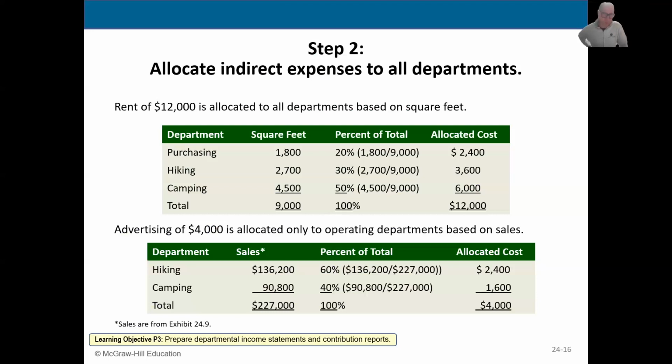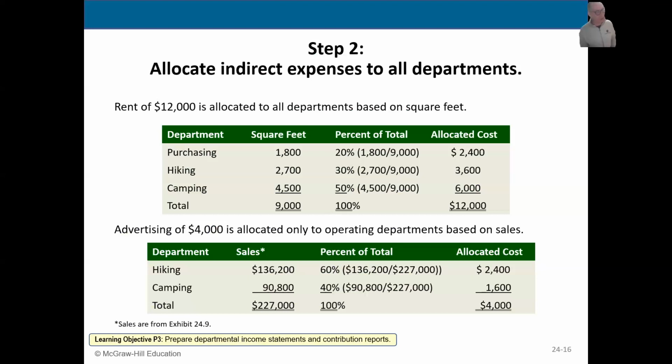I take the total amount of rent, 12,000, multiplied by the percentage, to allocate the cost of rent to each department. Yeah, makes sense. I do follow the same process with advertising, which is another indirect expense. For advertising, the allocation base is the amount of sales dollars from each operating department. You'll notice that I did not allocate advertising expense to the purchasing department. The reason for that is because the purchasing department does not generate sales.